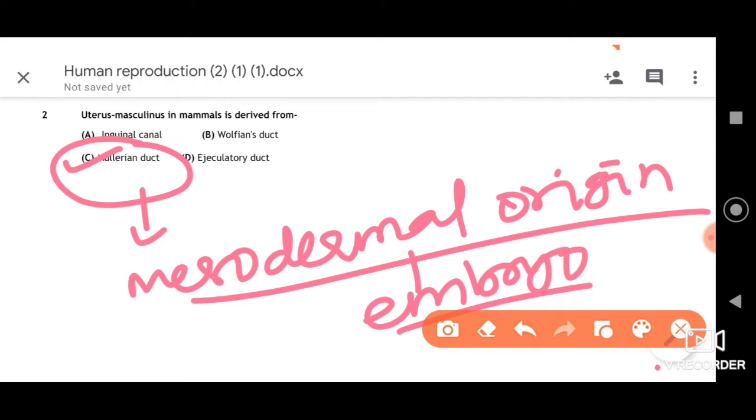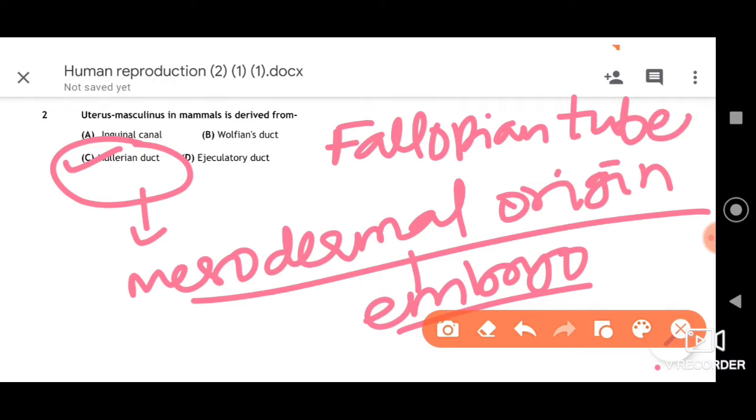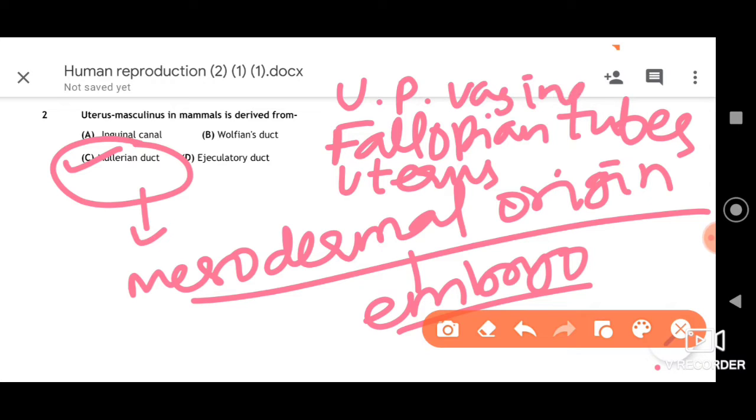Also, in the female they will develop to form the fallopian tubes. These Mullerian ducts develop to form the fallopian tubes. They form the uterus as well as the upper portion of the vagina. All these are formed by the Mullerian ducts. Now the question asked is: Uterus masculinus in mammals is derived from. So it is derived from, my dear friends, Mullerian ducts. So the option here is C.